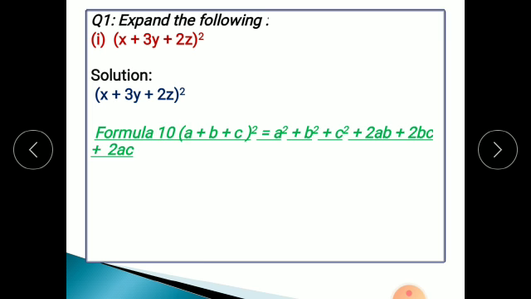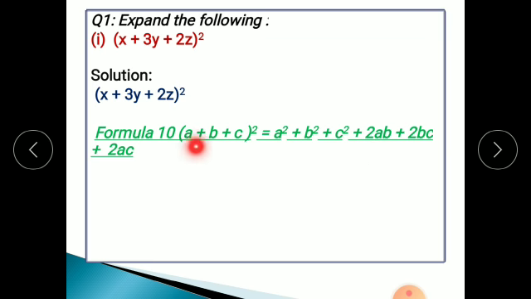And just recall, when we have the square of the addition of 2 terms, if here it would be x plus 3y whole square, then we apply formula number 3. But in this condition, when we have the addition of 3 terms and its square, we apply formula number 10. So according to formula number 10, we have to transform the question according to this formula.